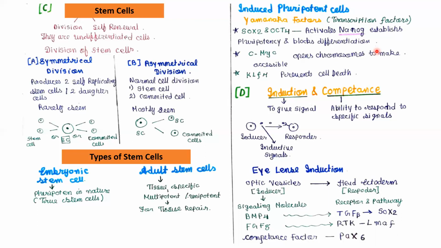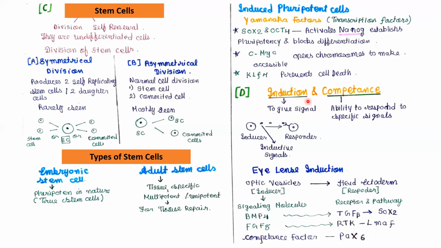Secondly, CMYC opens the chromatin, which should be accessible to OCT4 and SOX2. And KLF4 prevents cell death. So these are the functions of the different transcriptional factors, which have the potential of pluripotency. So from this we can generate a pluripotent cell from a unipotent cell. All right. Now we will be looking at what induction and competence are.